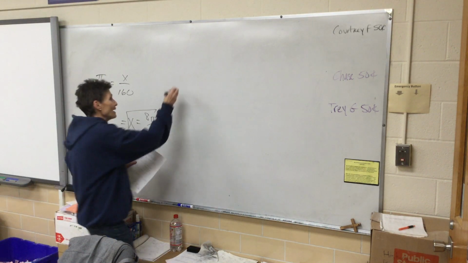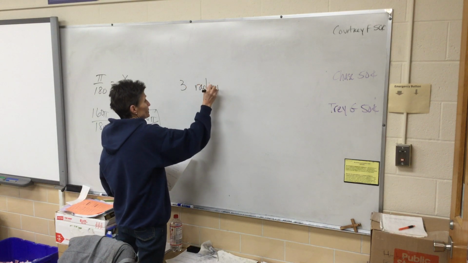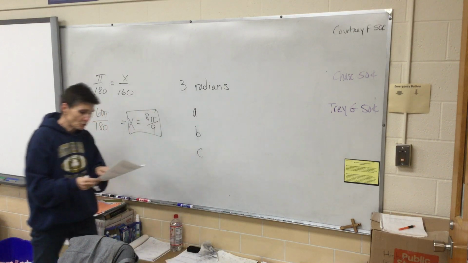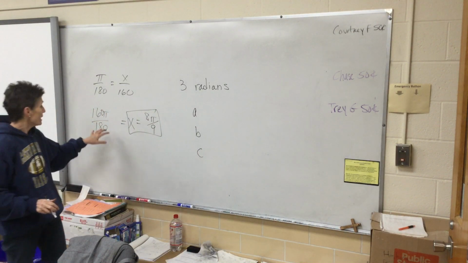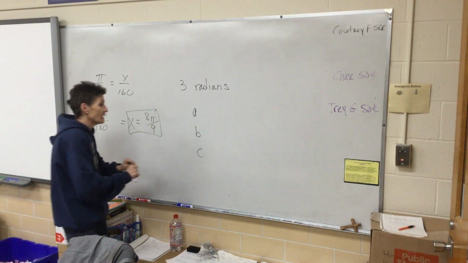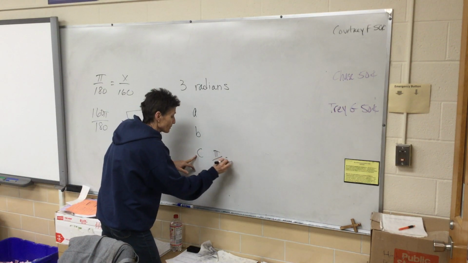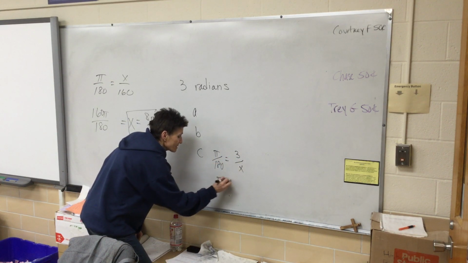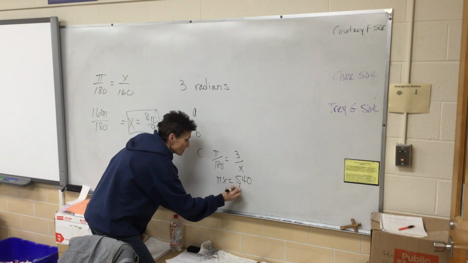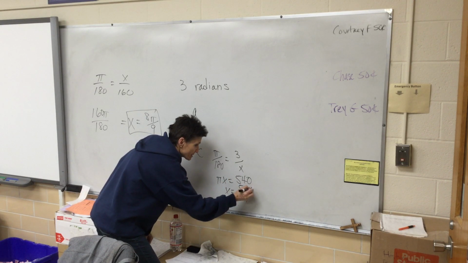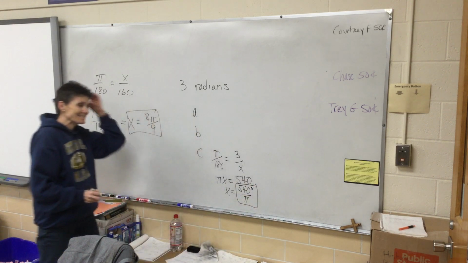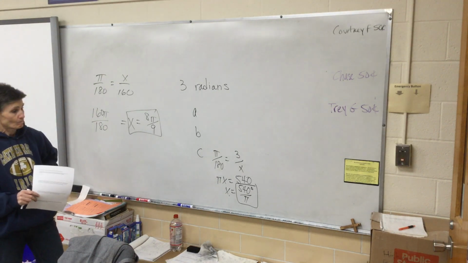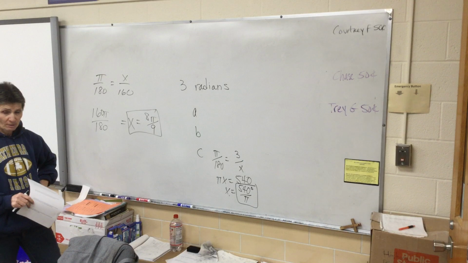All right, now we got 3 radians, and we're going to answer it 3 different ways. So first let's do C, which is the exact degree value, and I'm going to do it like I do it, you do it like you do it, and I'm going to say pi is to 180 as 3 is to x. So pi x equals 540, and x equals 540 over pi degrees. So there it is. There is the exact degree measure. You may be multiplied by 180 over pi.